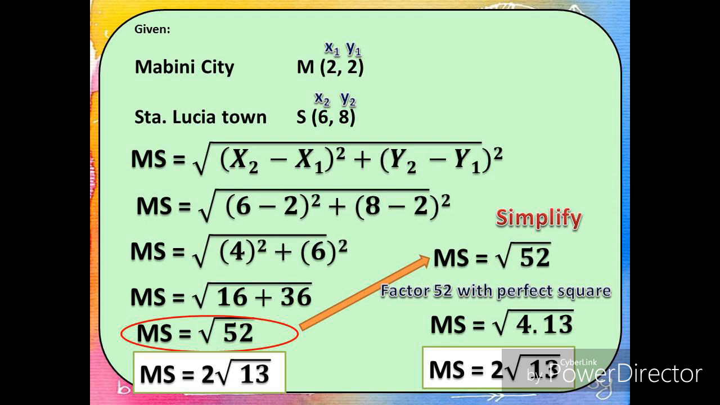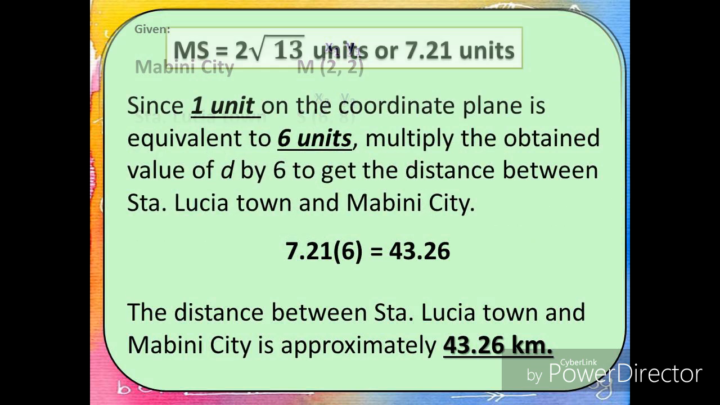Then we're going to simplify the square root of 52. Factor 52 with a perfect square, and that is 4 times 13. So the square root of 4 is 2, then we have the square root of 13. Therefore, the distance between the two towns is 2 square root of 13. Okay, so MS is equal to 2 square root of 13 units, or it is 7.21 units.